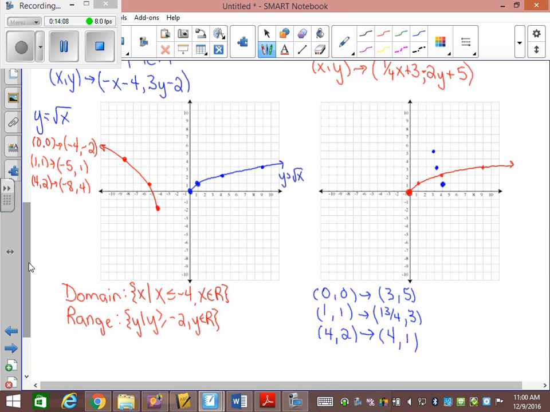And it's going down. Why is it going down? We had a reflection in the x-axis, which means my range is going to be less than or equal to, right? It's causing it to go down.